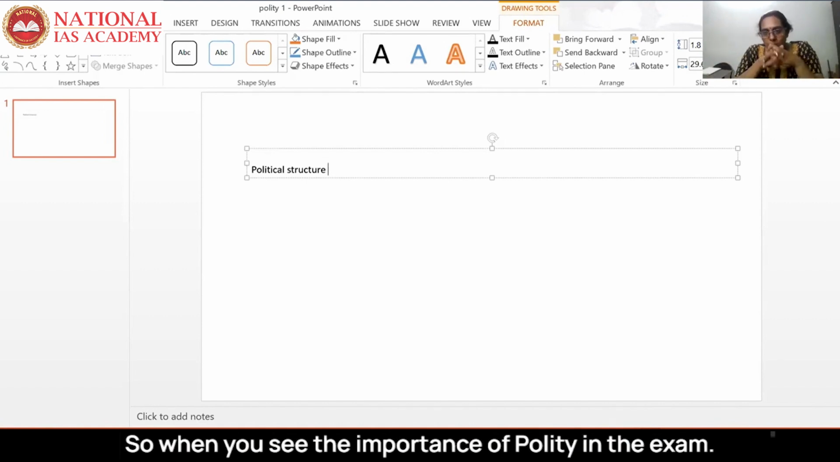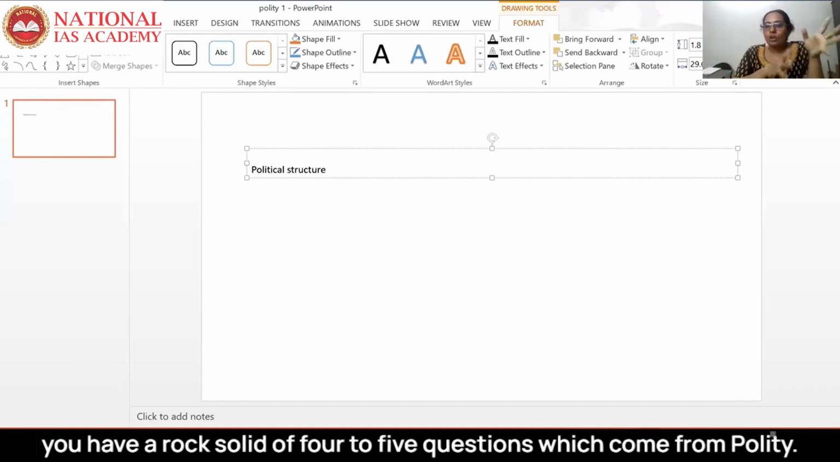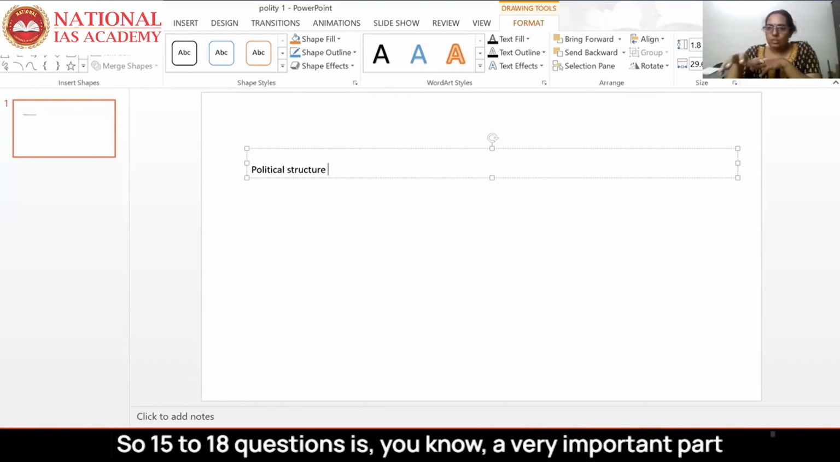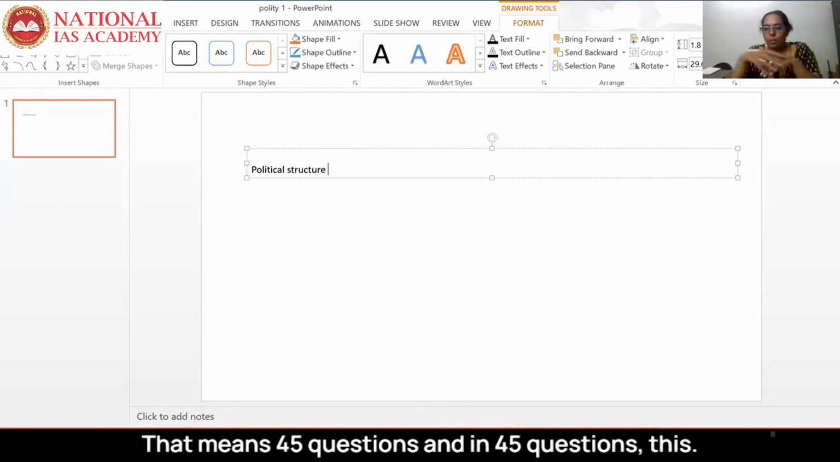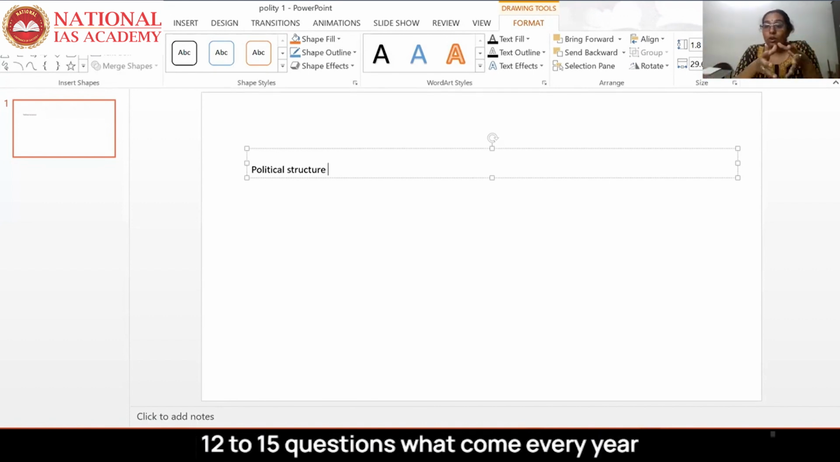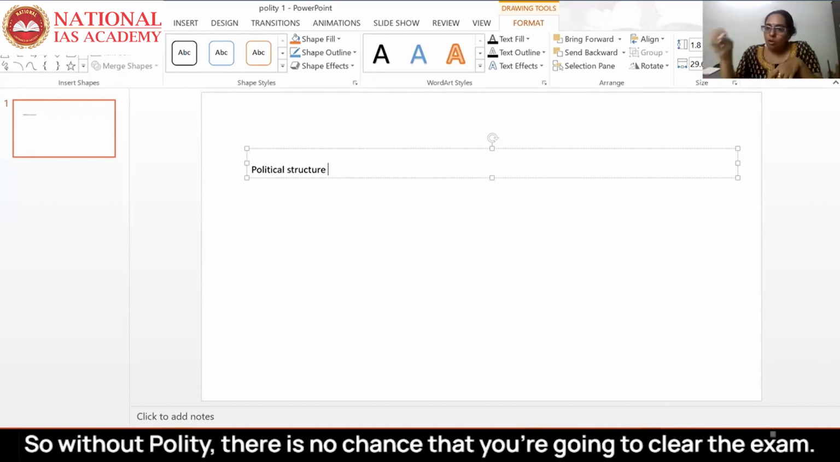When you see the importance of polity in the exam, easily you have 15 to 18 questions in prelims, and in mains you have a rock solid 4 to 5 questions which come from polity. It is a very important part, because you have to get somewhere close to 90 marks. That means 45 questions. And in those 45 questions, the 12 to 15 questions that come every year play the major role for you to clear the exam. So without polity, there is no chance that you're going to clear the exam.